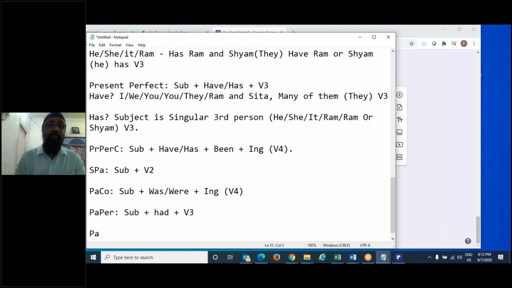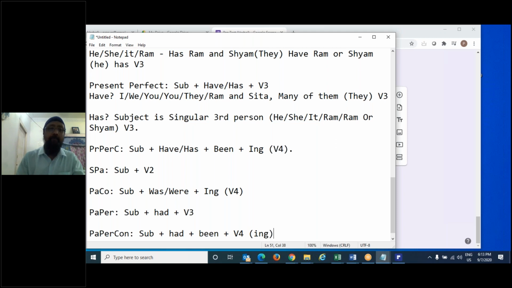Now, past perfect continuous. The rule says subject plus had plus been, and because the usage of been is there, it is again referring to past perfect continuous. So the verb form will be V1 or ing, as simple as that. So when it comes to past, we do not have much confusion or anything that can mislead us in comparison to the present tense rules.